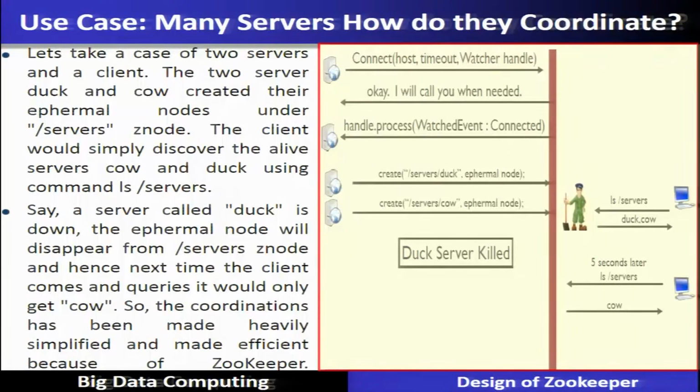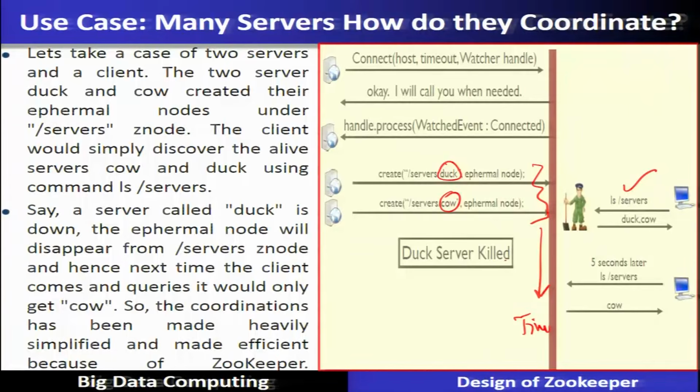The two servers, duck and cow, are created as ephemeral nodes under /servers, which is shown over here. The client would simply discover the alive servers cow and duck using the command /servers. Now, after some time the server called duck goes down.